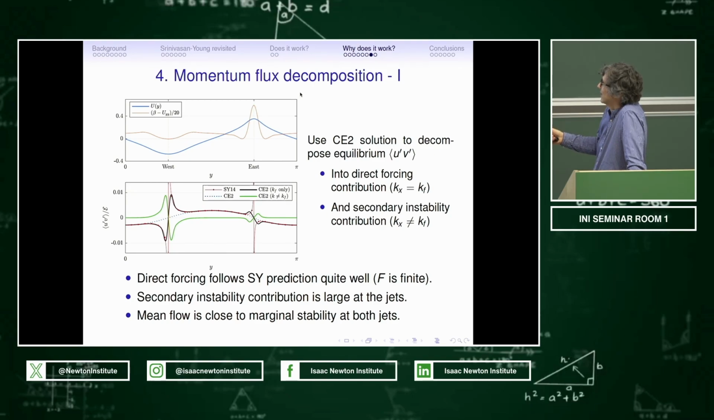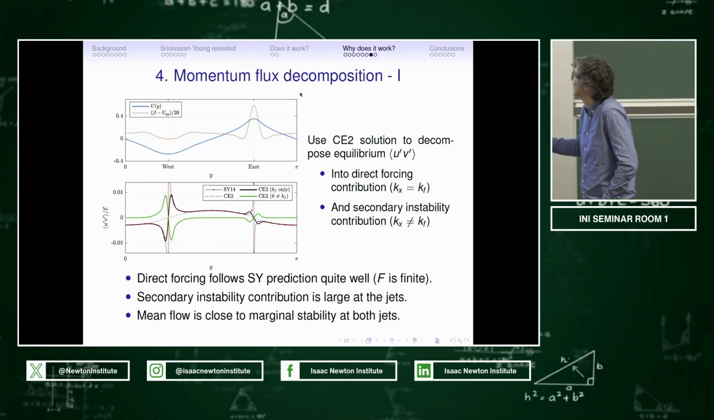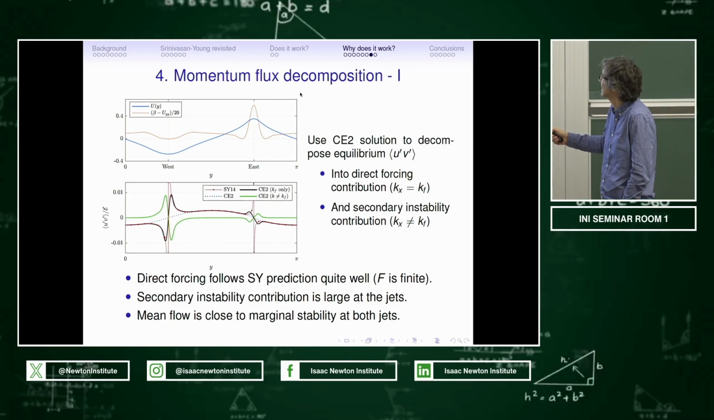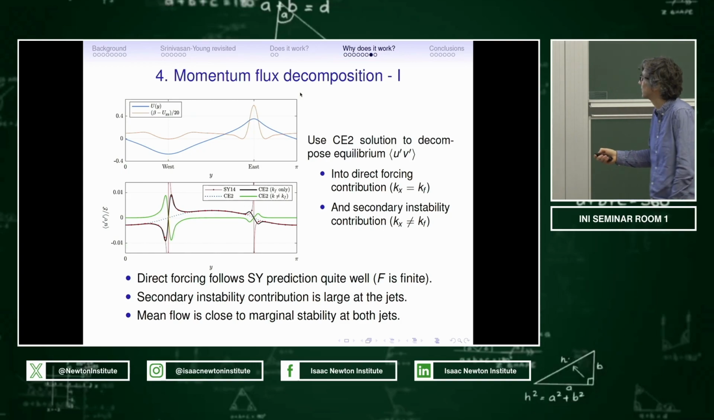But then there's this secondary instability contribution from these emergent instabilities. And in the jet cores, these are almost equal and opposite. You get huge cancellation between the momentum fluxes from the secondary instabilities and the momentum fluxes due to the forced waves in the core of the jets. This is our picture of the jet up here, and this picture is the momentum fluxes associated with the different waves. The dark blue and red curves are the contribution from the forcing, and the green curve is the contribution from the secondary instabilities.